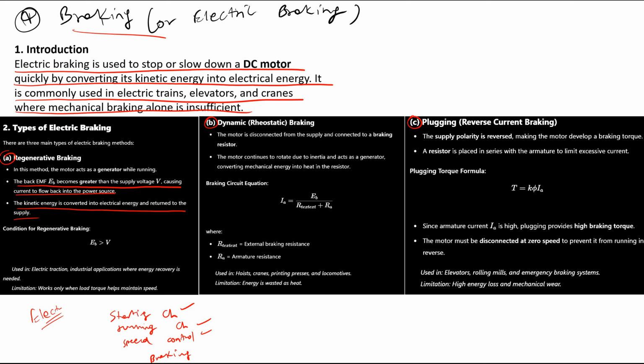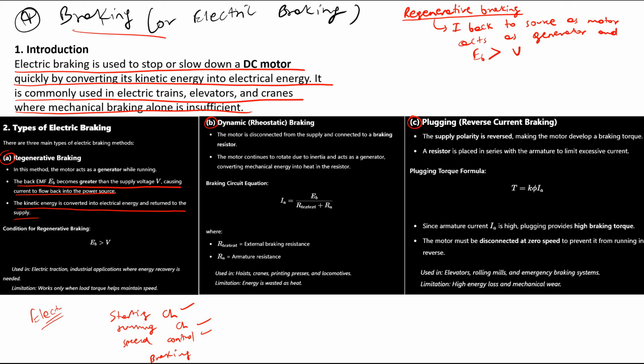So in regenerative braking, I should write something here. Regenerative braking, what happens? I flows back to the source, as the motor acts as a generator, and EB becomes greater than the voltage. This is regenerative braking.